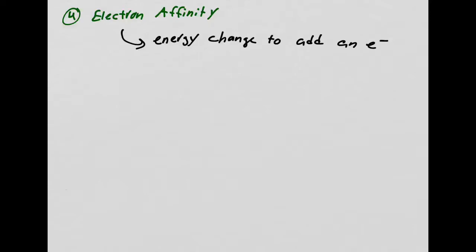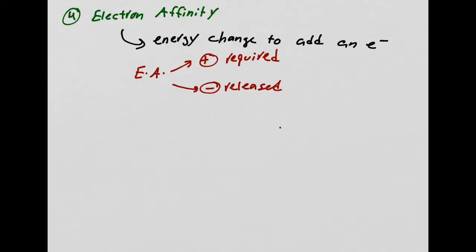But I didn't say energy needed. I said energy change. Why did I say that? Here's why. Because electron affinity could be positive or could be negative. You could require energy to do it, or energy can be released to do it. So energy could be required or energy could be released.